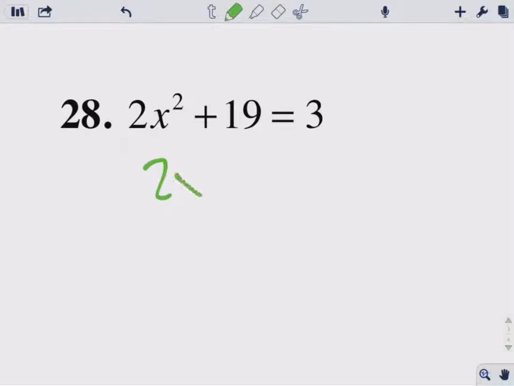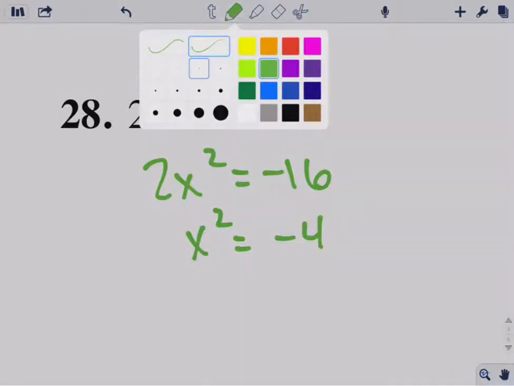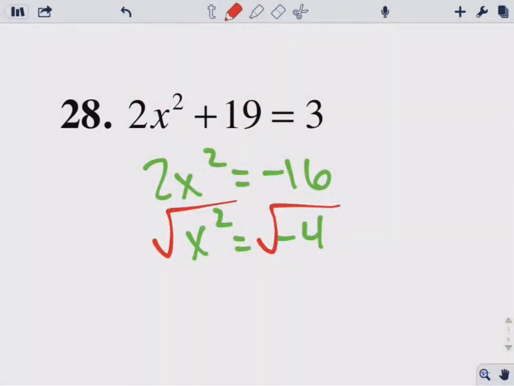Okay, subtract the 19. You get 2x squared is equal to negative 6. Divide by 2, you get x squared is equal to negative 4. Now we want to take the square root. The square root of negative 4 is 2i, but it's positive or negative 2i because I'm solving an equation.